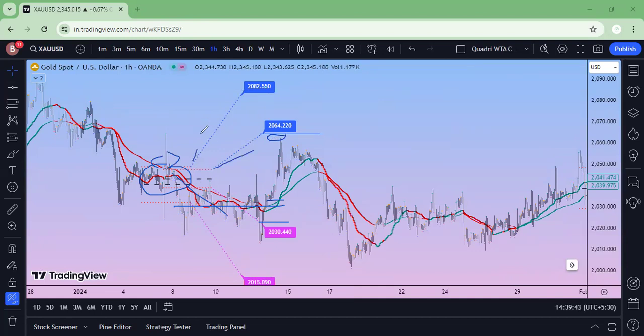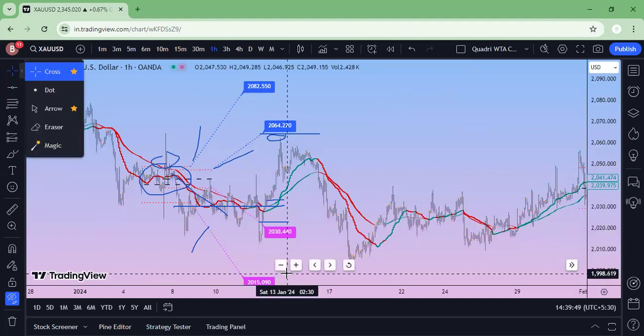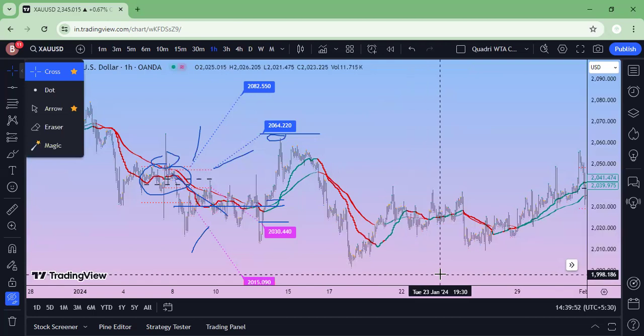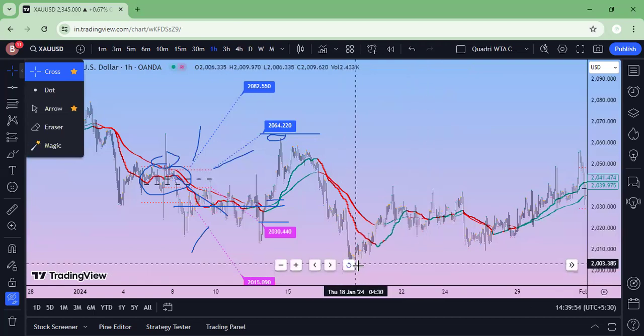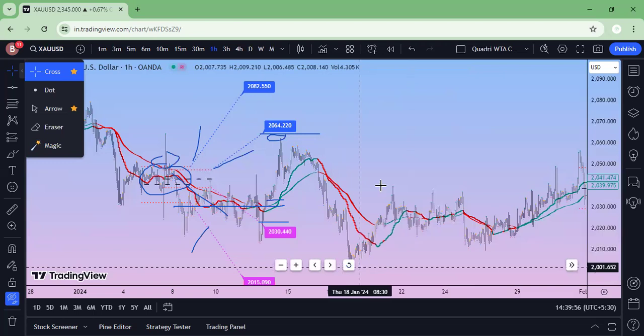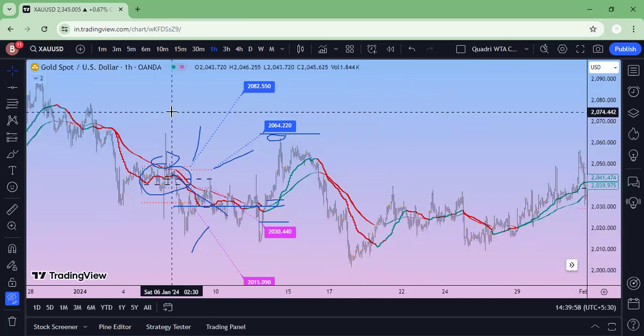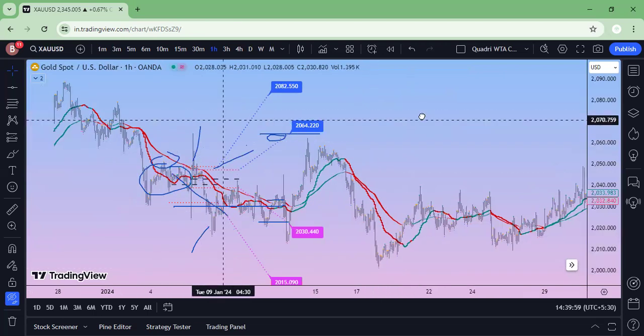Though this previous range, if I take a horizontal line, we missed this by a few points. Almost achieved this one. So 80% of the time my targets are achieved. So this is 6 trades in a row.